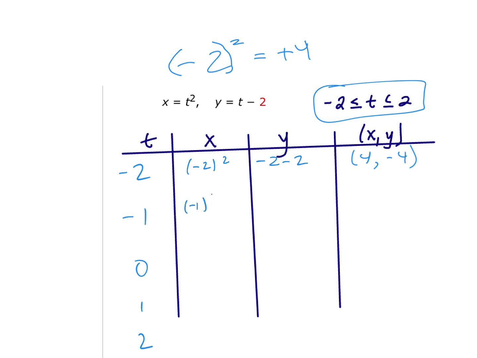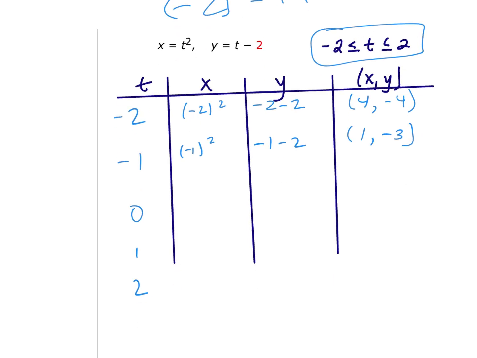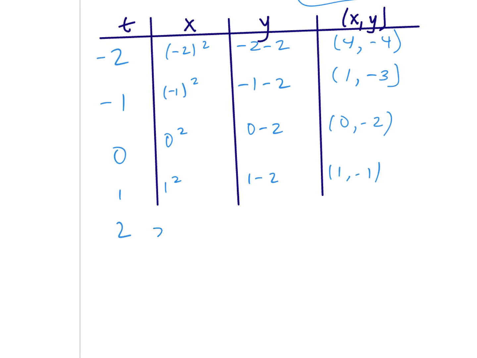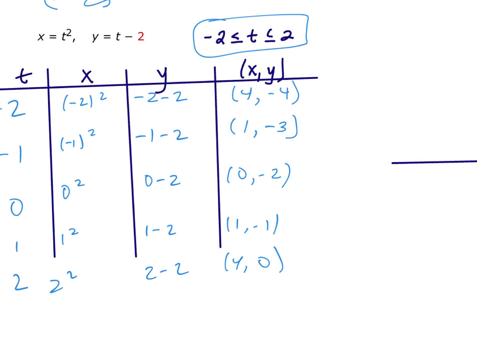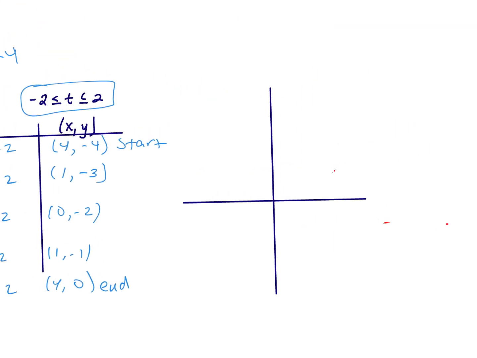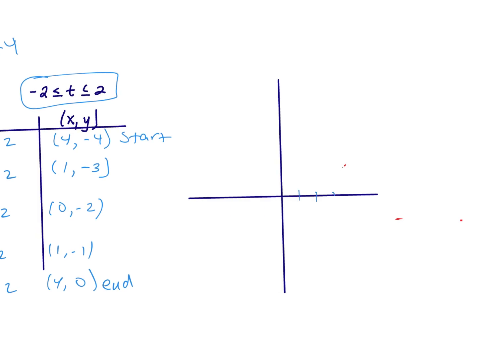All right, so -1. I'm plugging -1 here. -1 squared is 1. Then I plug in -1 minus 2 gives me -3. Plug in 0. 0 squared gives you 0. 0 minus 2 gives you -2. Plug in 1. 1 squared gives you 1. 1 minus 2 gives you -1. Plug in 2. 2 squared gives you 4. And then 2 minus 2 gives you what? 0, right? So this is where I'm going to start, and this is where I'm going to end. So over here, your biggest value is 4.